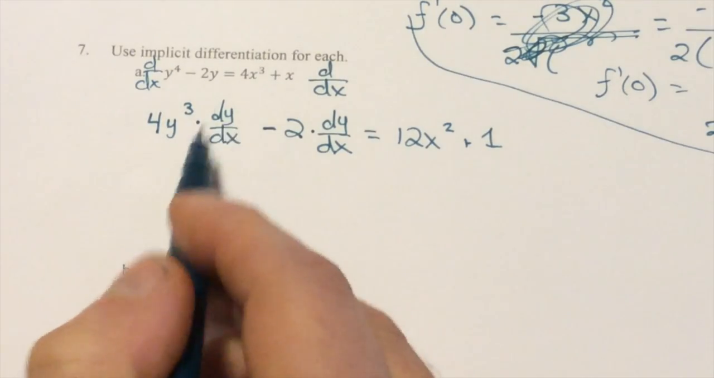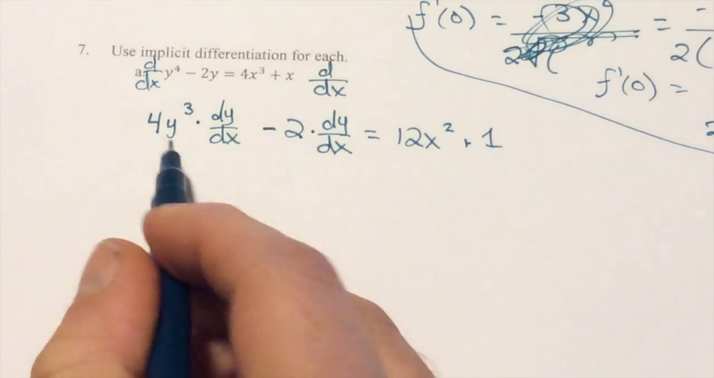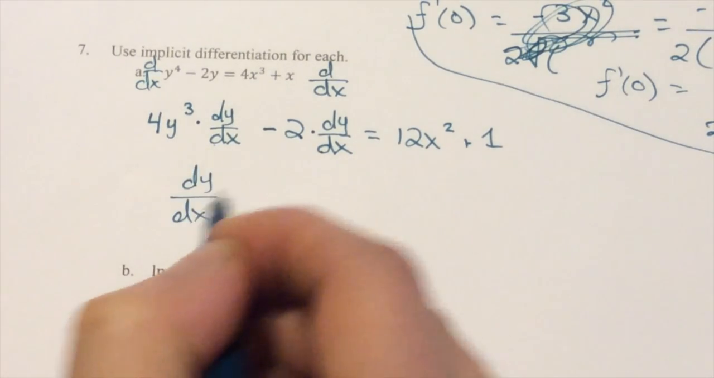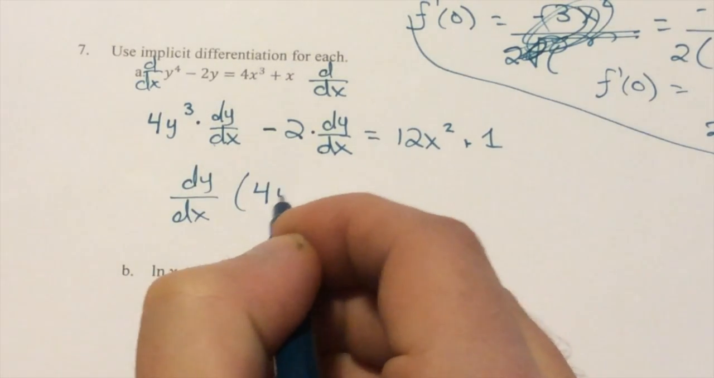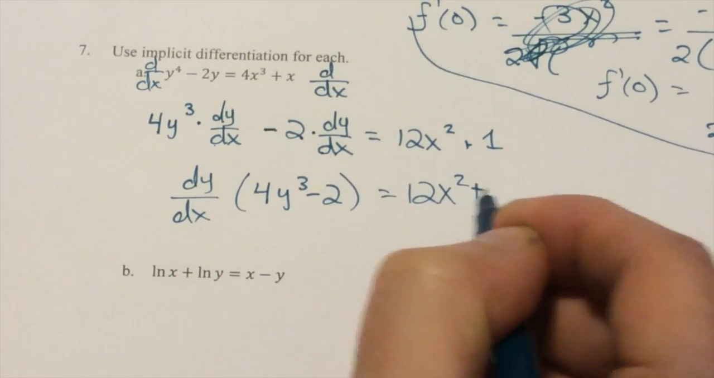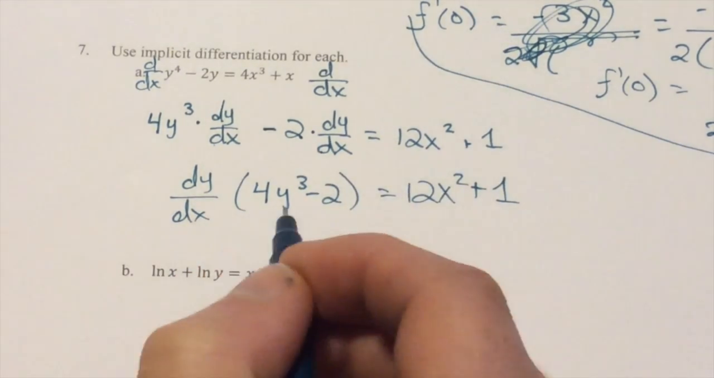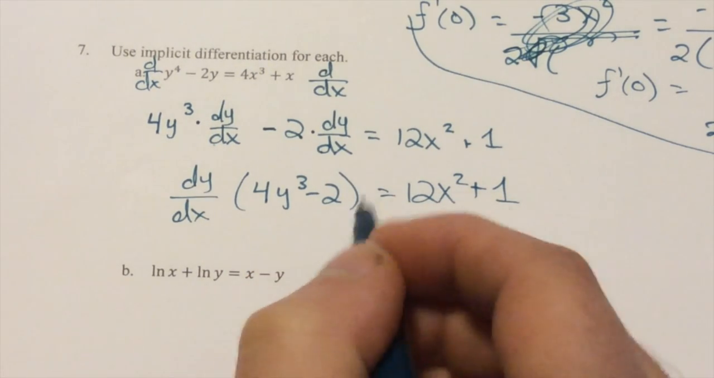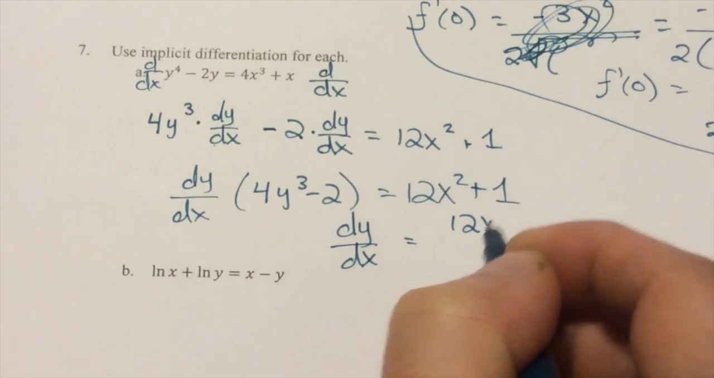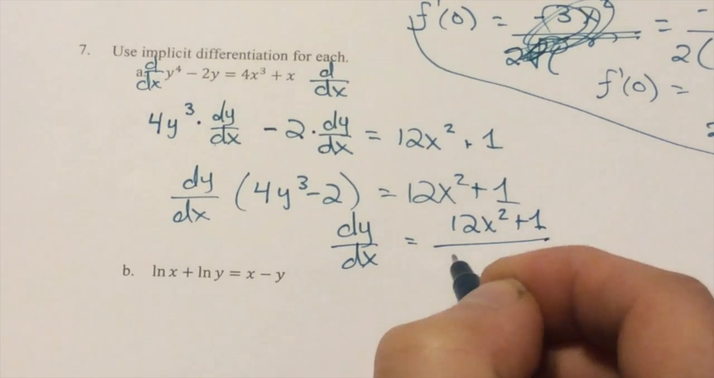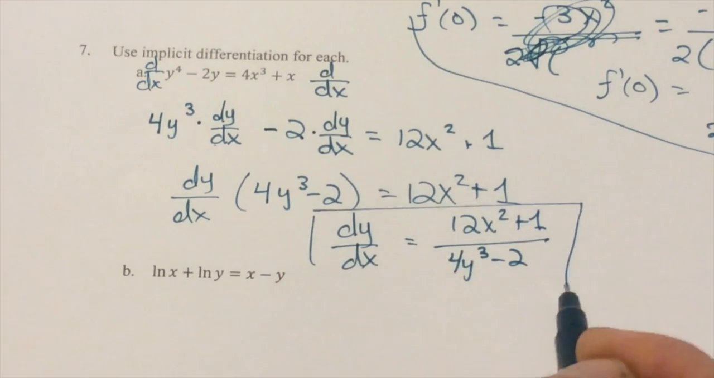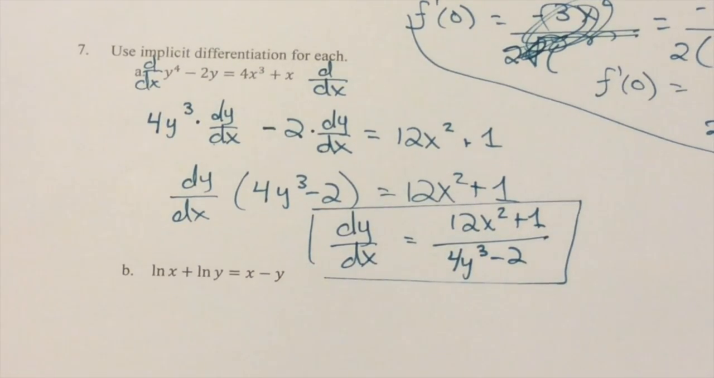Now, we want to solve for dy dx. So I can factor a dy dx out of both of these. So dy dx, what's left on the inside? 4y cubed minus 2 equals 12x squared plus 1. Last up, divide both sides by 4y cubed minus 2. So I have dy dx equals 12x squared plus 1 all over 4y cubed minus 2. There you have it. Implicit differentiation.